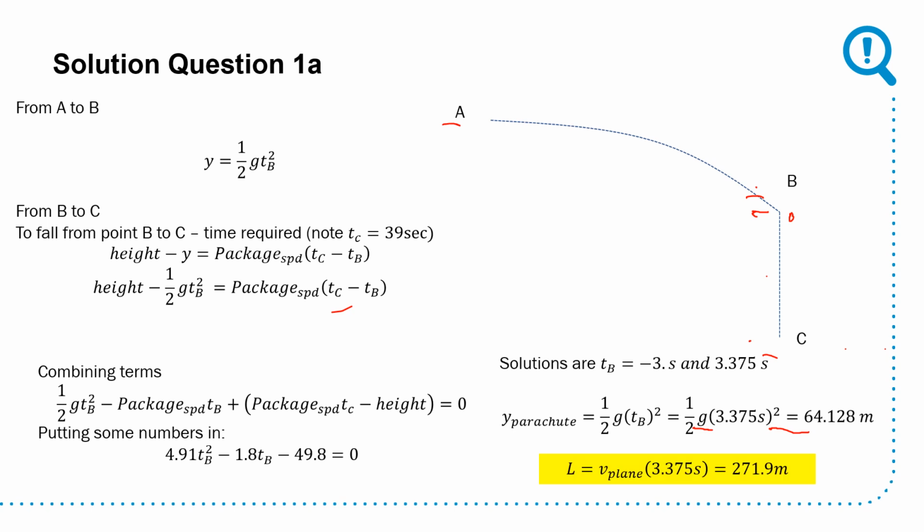The length that you were asked to solve for is just the horizontal speed times the time from A to B, which is 3.375 seconds. The total is 271.9 meters, so the length is 271.9 meters.